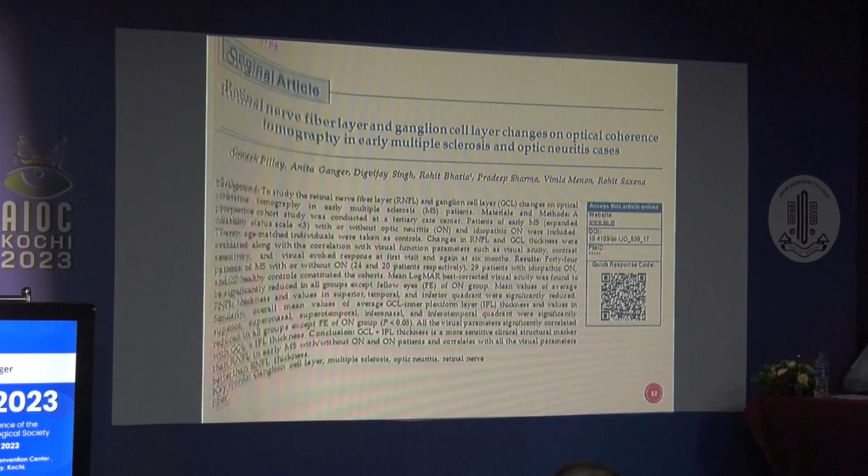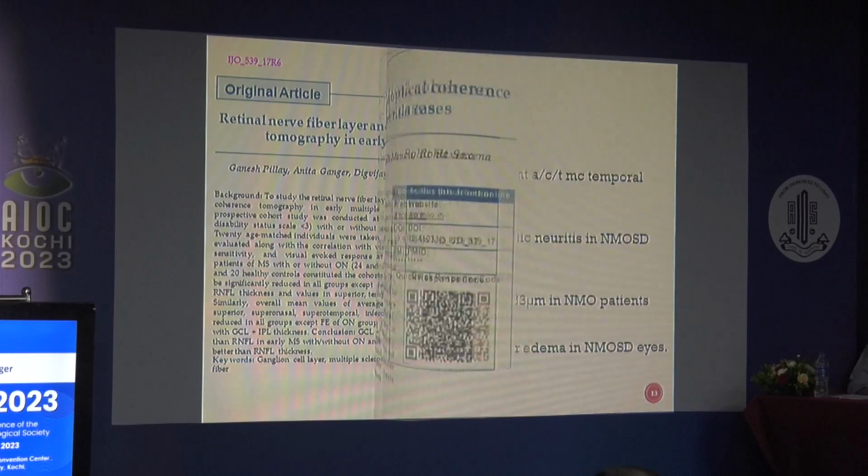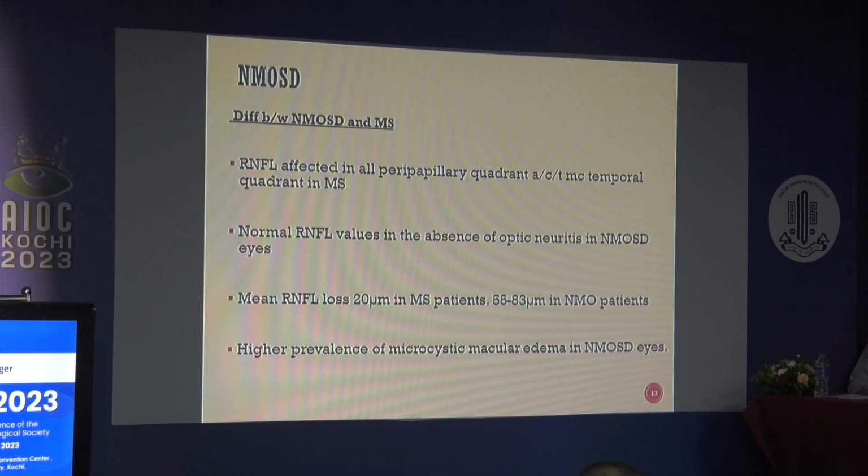Now another important publication, of which I was a part, where we assessed RNFL and GCL changes on OCT in early multiple sclerosis patients. We saw that GCL thickness is a more sensitive clinical parameter than the RNFL, especially in early multiple sclerosis patients, and the GCL correlates better with the visual parameters as well, better than the RNFL. Now coming to NMO spectrum diseases.